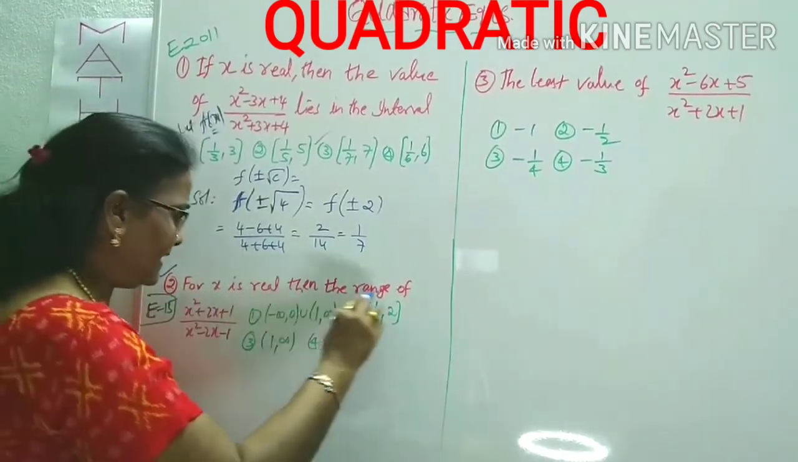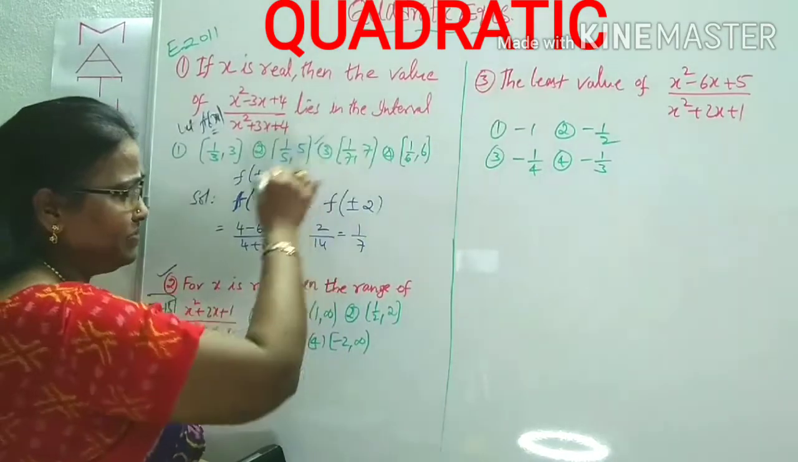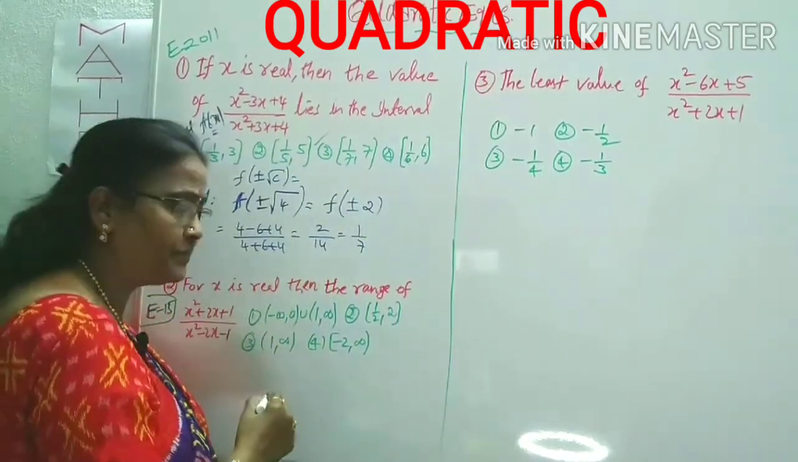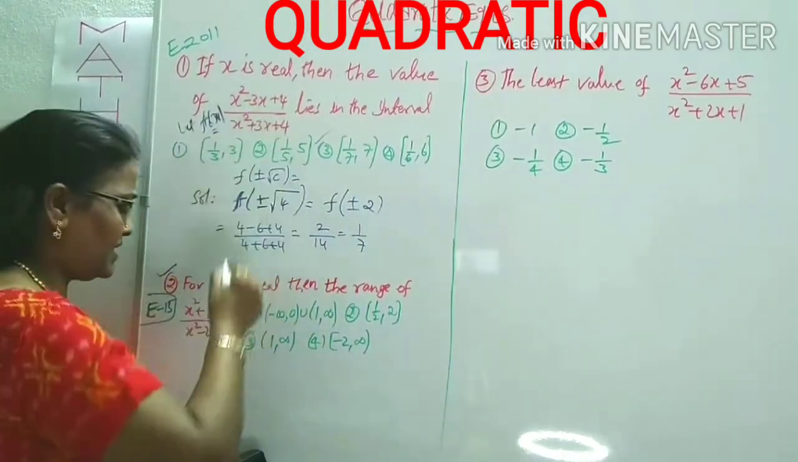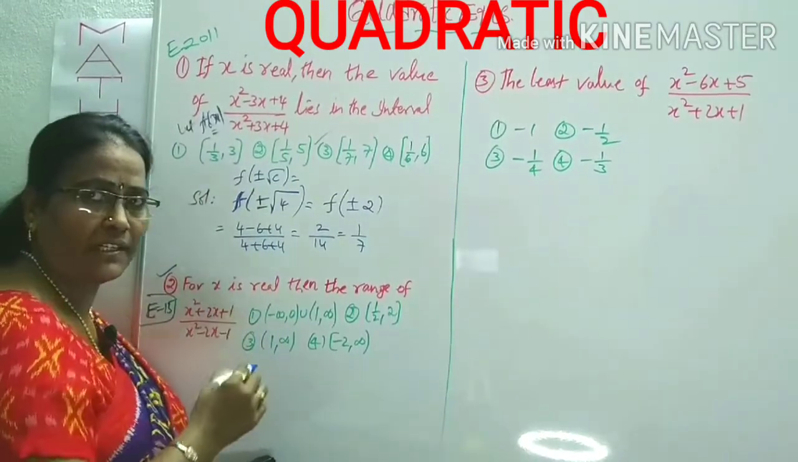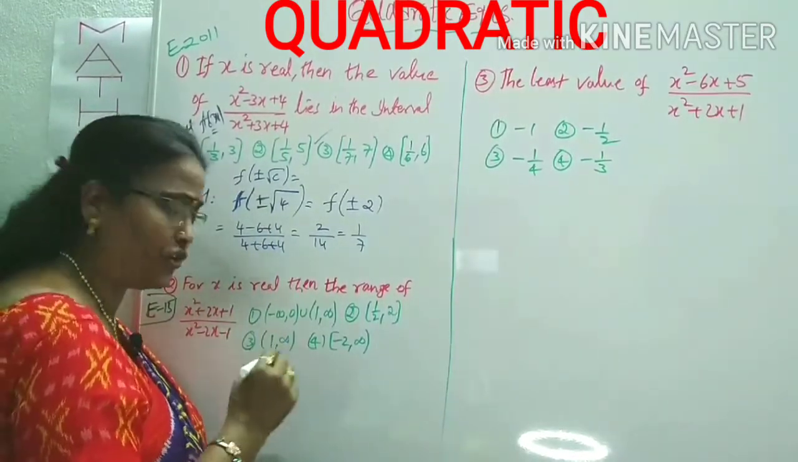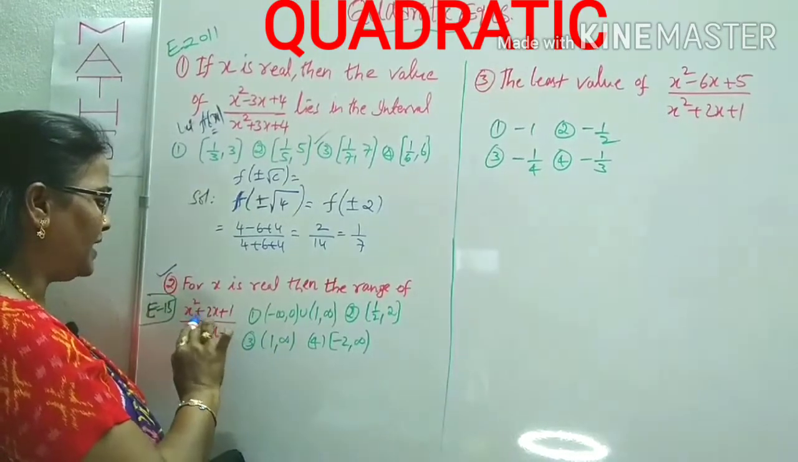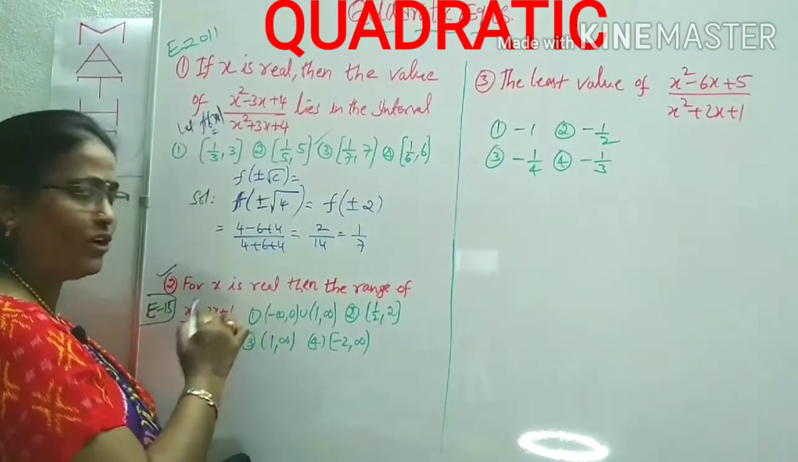If x is real, then the range of this expression, the same one. Interval means range is asking, here also range is asking. But what is the difference between this expression and this expression? This one also you cannot take the long process. We can use a short form. Here these two are not equal. If these two are not equal, what do you have to do?